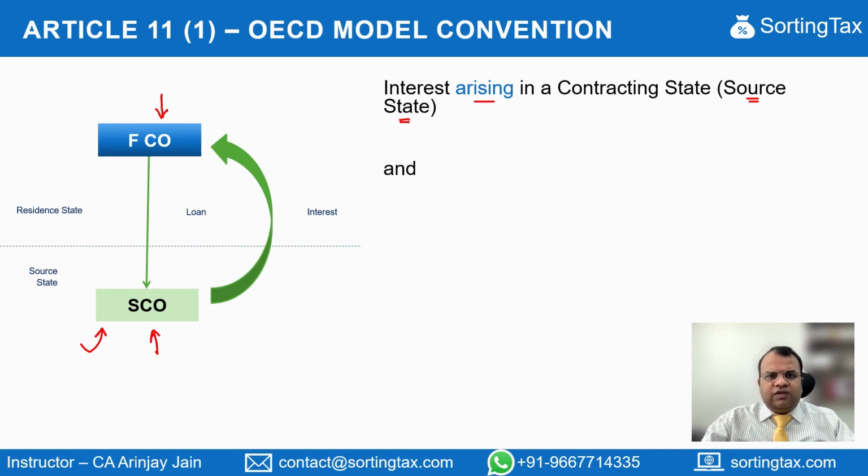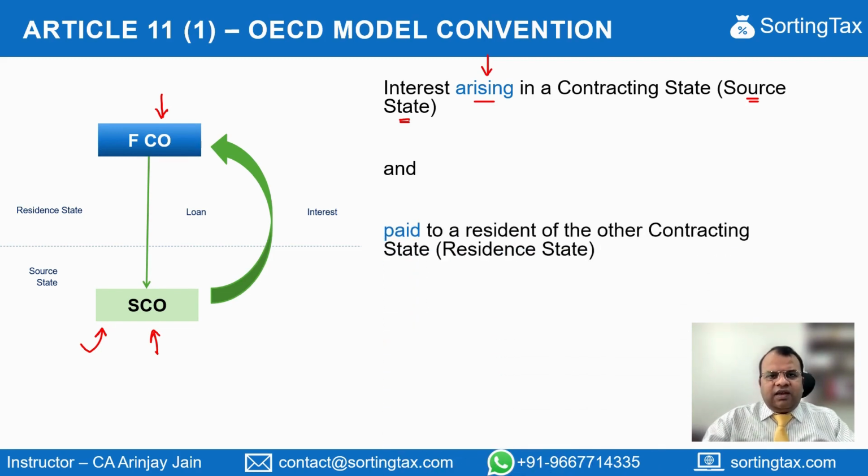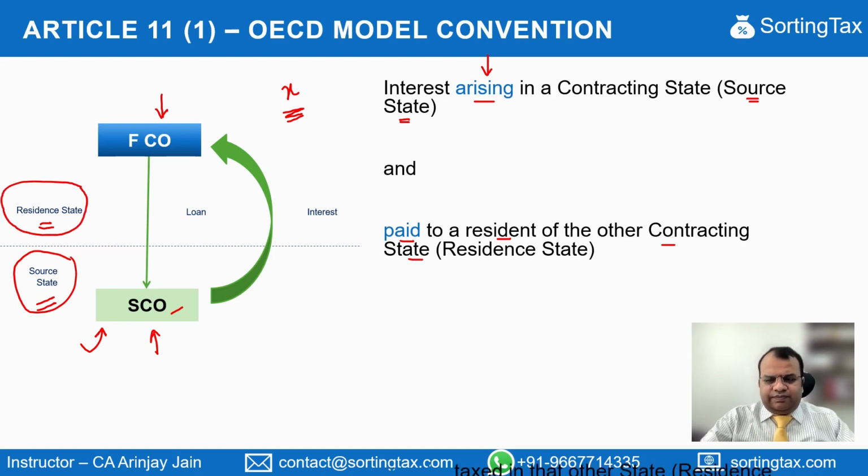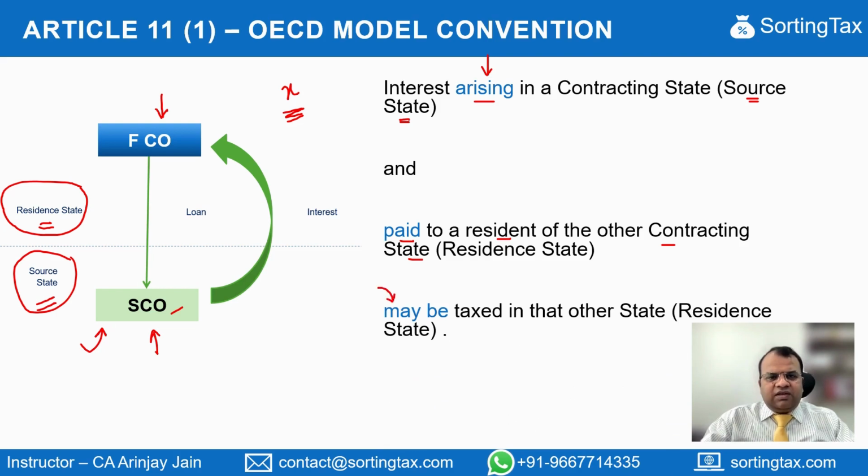And so there's a cumulative condition. First, interest should arise in a contracting state. And second, it should be paid to a resident of the other contracting state. So it arises in the source state, it is paid to a resident of another state. Now, if the interest is paid to a resident of a third state, let's say the state X, that is not something that is going to get covered under that particular treaty. That may be covered under the tax treaty between the ESCO and this company in X jurisdiction. But if there is an interest which arises in the source state and it is paid to a resident of the other contracting state, then such interest may be taxed in that other state, which means the right to tax such interest may be given to the state of residence.